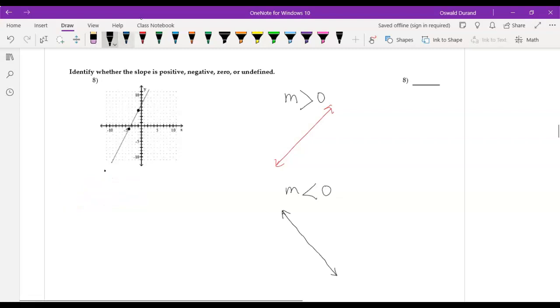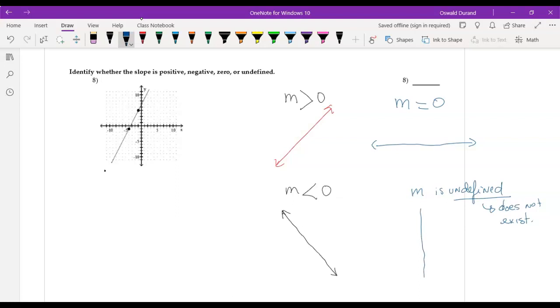And then the other two cases. When m is equal to 0, the slope equal to 0, it will be a horizontal line. And we're going to talk about how to find the slope a little bit later. And then when m is undefined, that means it does not exist. Okay? And that's a vertical line.